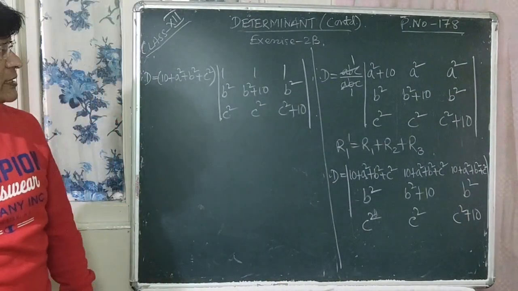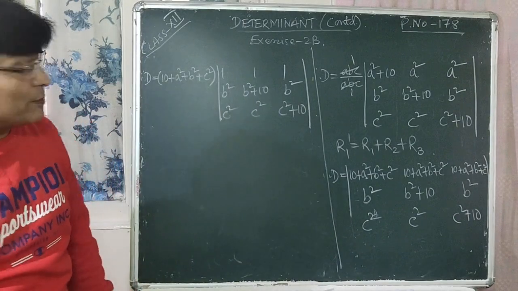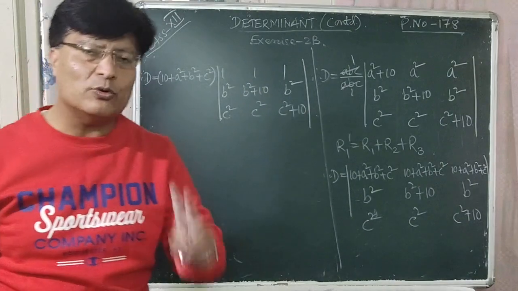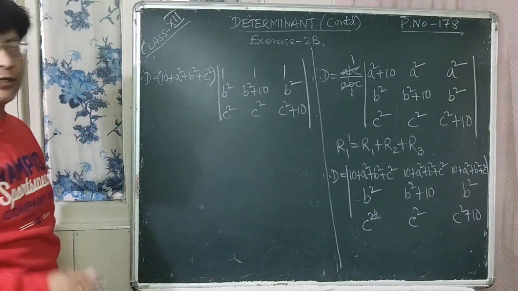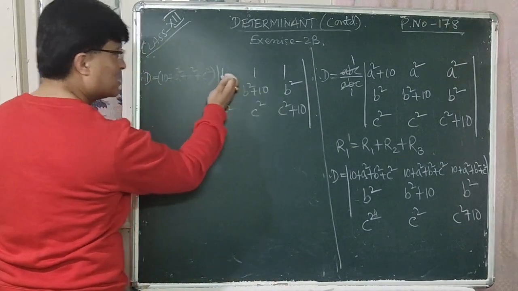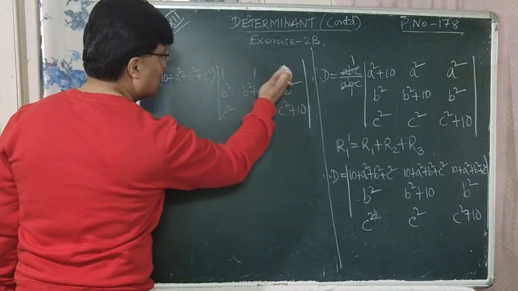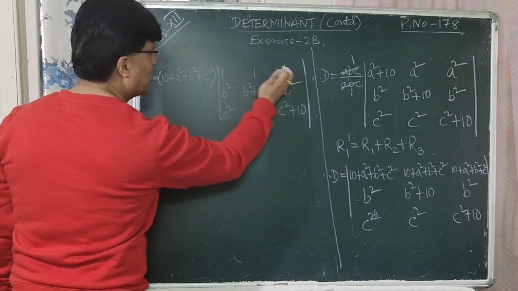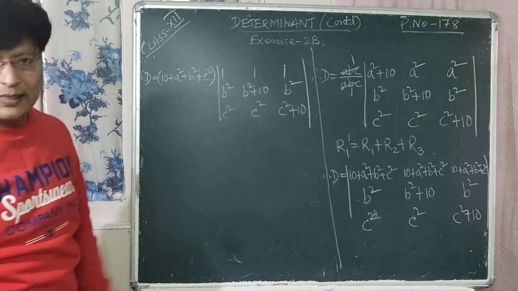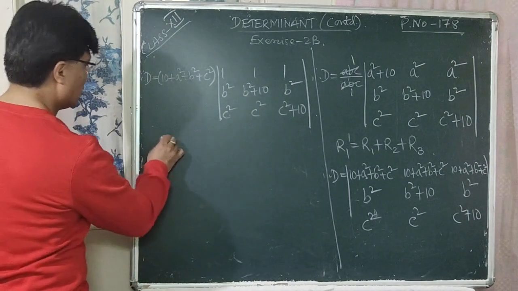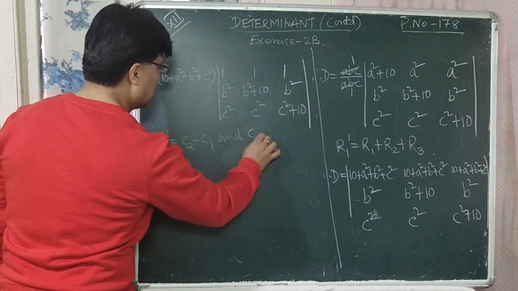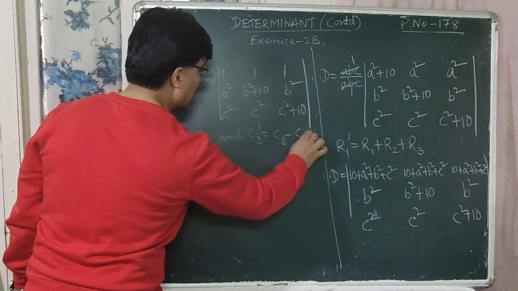What will you do in the next step now? There are 3 ones in the first row. You can make any 2 of these ones 0 by using the property. That is, how will you use the property? C2 dash is equal to C2 minus C1 and C3 dash is equal to C3 minus C2 or C3 minus C1. Which one is easier? C3 minus C1 is easier, right? So C2 dash is equal to C2 minus C1 and C3 dash is equal to C3 minus C2.